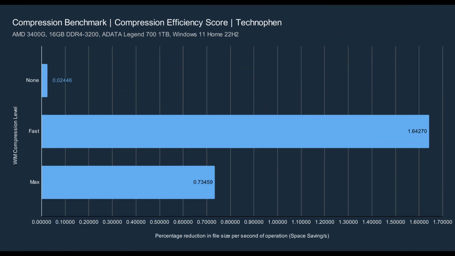This chart shows the compression efficiency score. Because none, as the name says, delivers little to no compression, it just doesn't have a good score on efficiency, 0.02. And it should not, because that's what it's made for, to not compress. Moving on to the fast level, we see a fantastic result. Fast got a 1.64 score in efficiency, which is significantly higher compared to the ZPack that we tested previously, and max received a score of 0.73. WIM at fast compression is simply superior to the other two options.